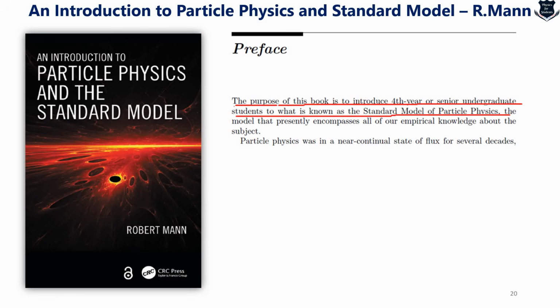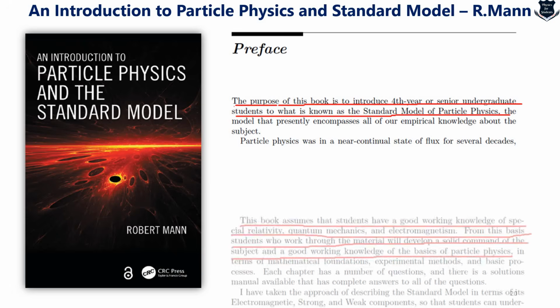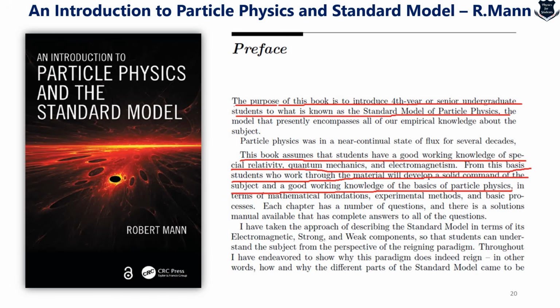Now, when I say fourth year or senior undergraduate students, that means the book assumes, as it is underlined, that you should have a good working knowledge of special relativity, quantum mechanics, and electromagnetism. From this basis, students who work through the material will develop a solid command of this subject and a good working knowledge of the basics of particle physics. I think this is quite modest and natural, that any book in particle physics will assume these three things: special relativity, quantum physics, and electromagnetism.